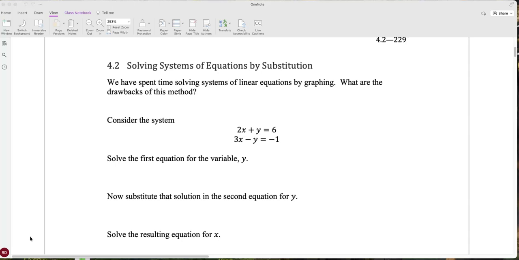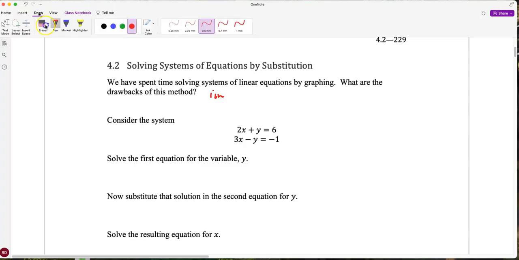So in Algebra 1, we spent a couple of days solving systems graphically. What are the drawbacks of the method? It can be inaccurate, for a number of reasons. Your graph is not precise, or it could be inaccurate because the answer is not an integer value for both x and y, so it doesn't land on a grid line, and there's some guesswork. So: inaccurate, guesswork.